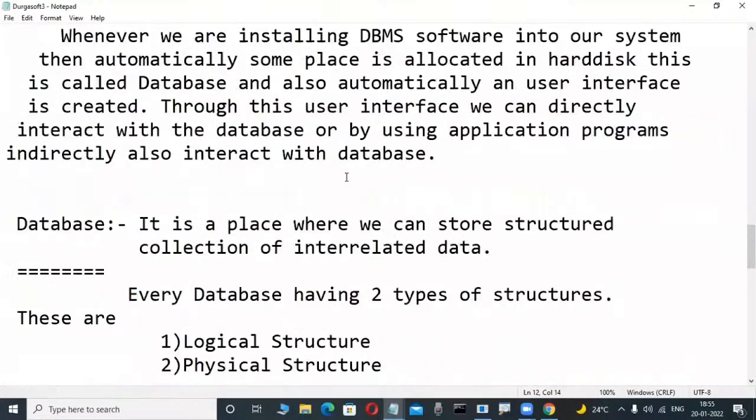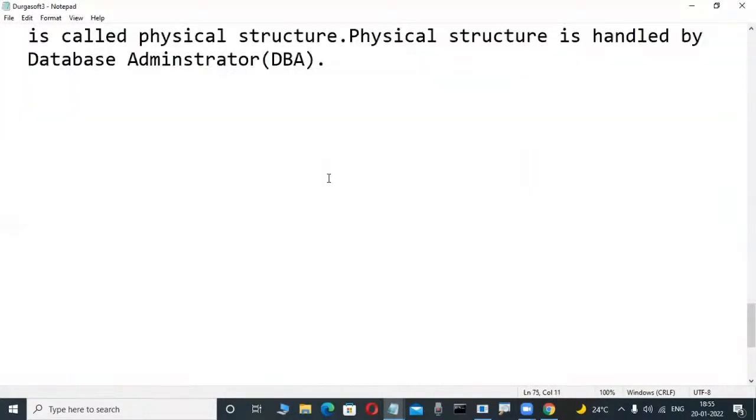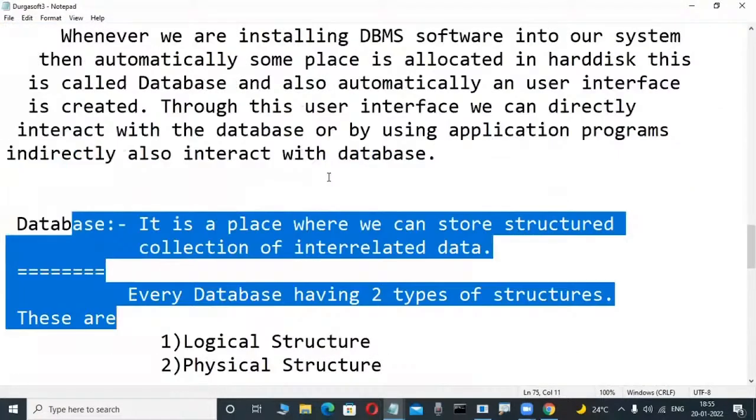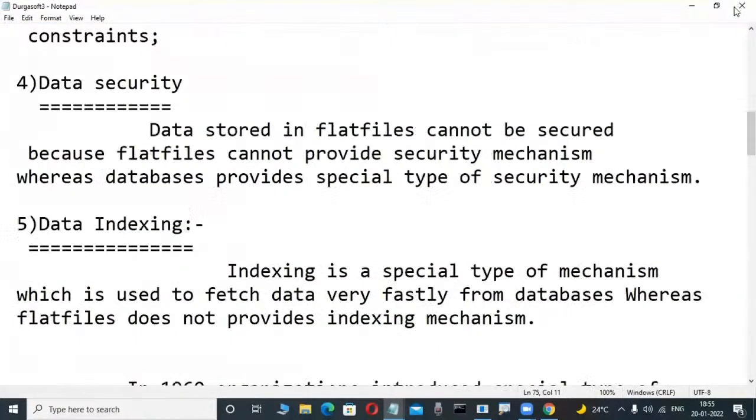Then what is a database? Now DBMS, RDBMS, what are the differences? These are all the things we are learning one of these days.